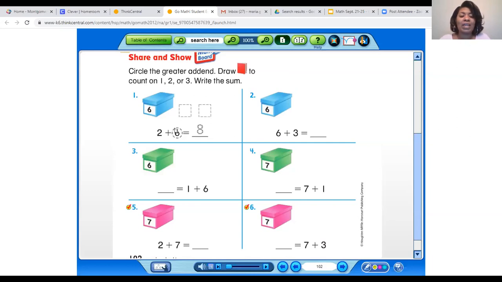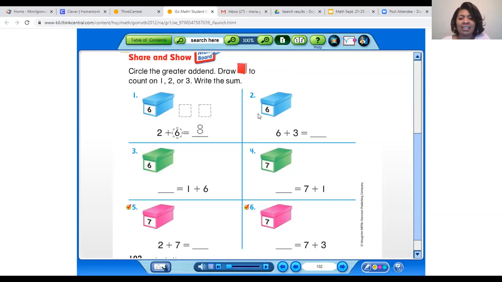6, good job. That's why we have it circled right here, and we're going to add 2. We have 6, 7, 8. And so they drew that right there. So 2 plus 6 equals 8. Let's look at number 2.